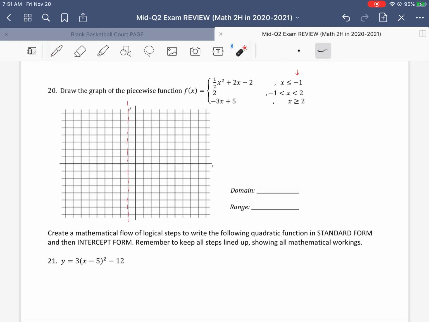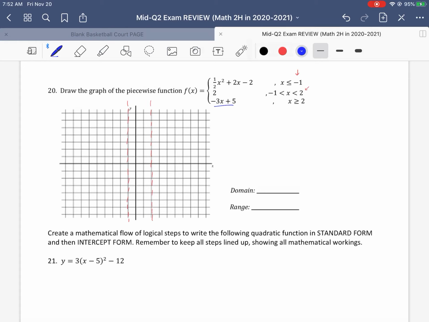So just remember there's a barrier here, and the first function has to remain on the left side of this barrier. The next barrier ends at 2, so we're also going to have a barrier here at 2. So that means that middle function is going to remain on the inside, and then we're going to have a function here on the right. I'm going to start on the function on the right.